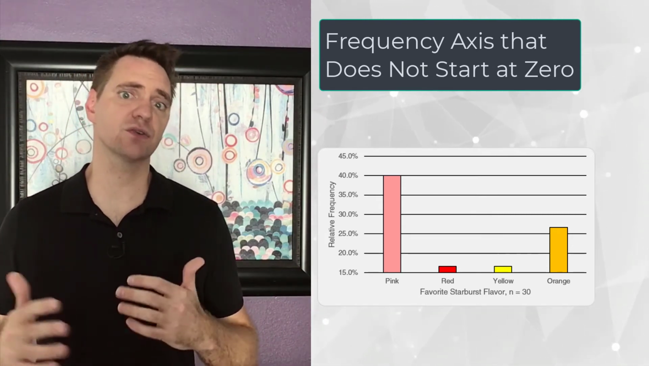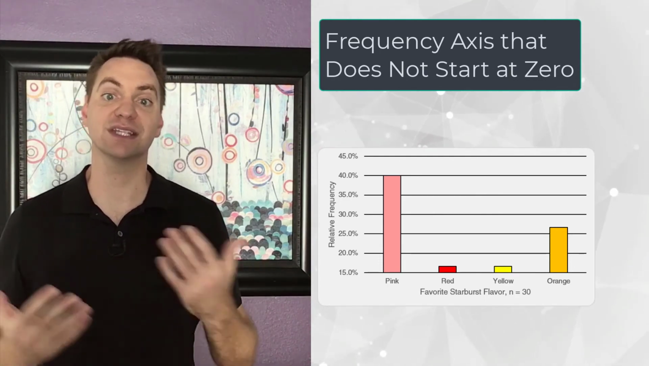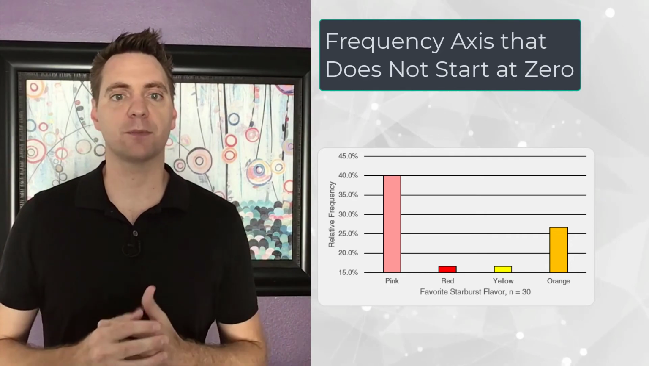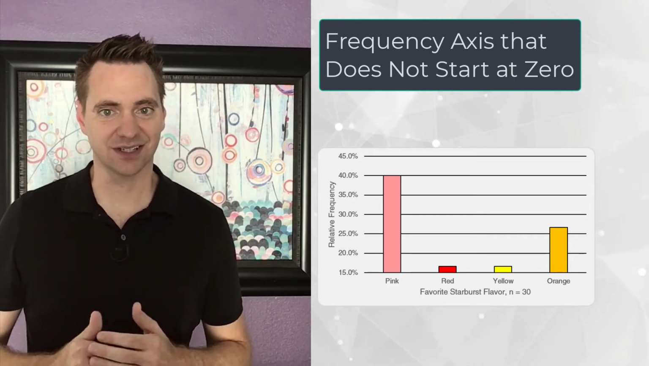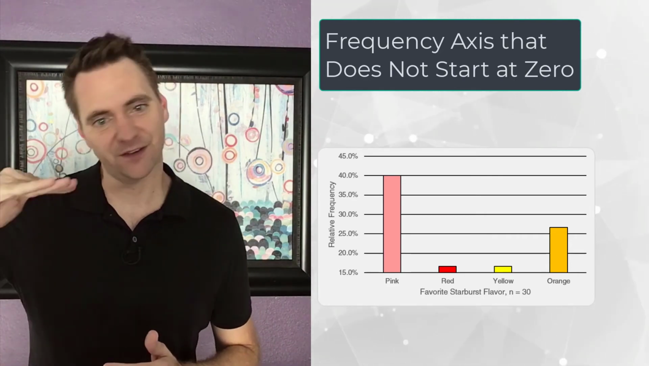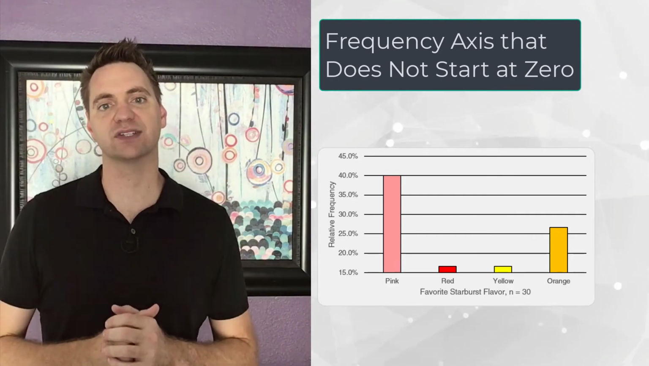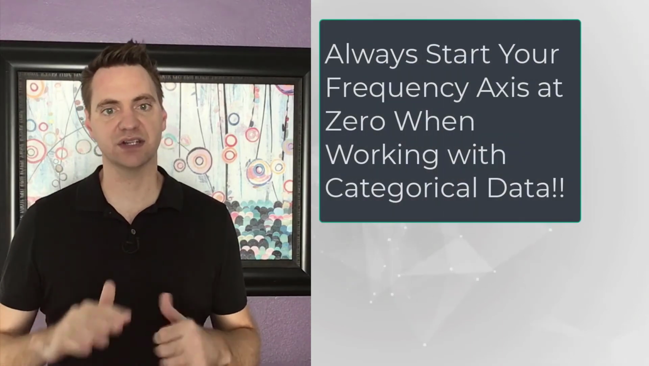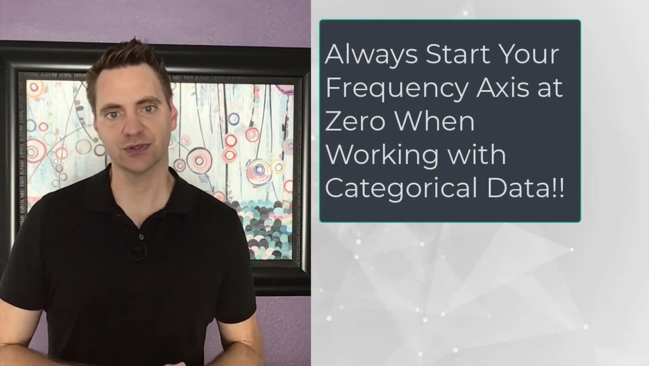At first glance, this graph makes it appear that someone is about 10 times more likely to prefer pink Starburst than red. But this is representing the same data from my study. That the y-axis starts at 15% drastically over-exaggerates the relationship between the flavors. So always, always, always set your frequency axis to 0 when working with categorical variables.